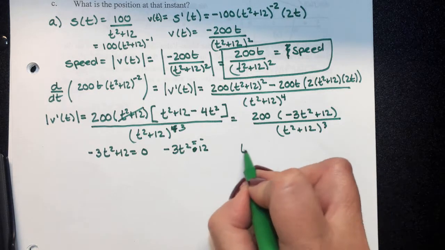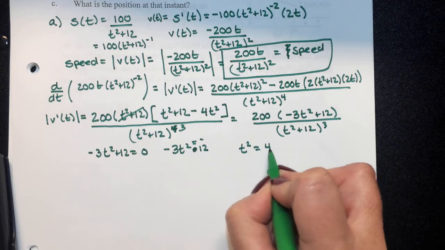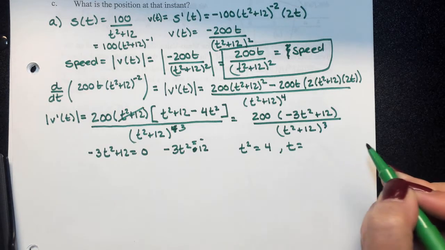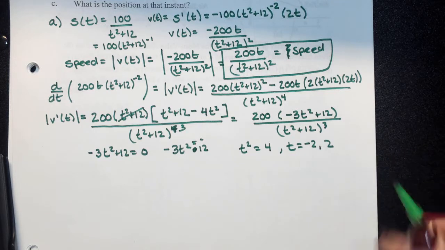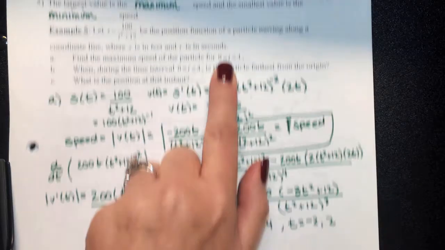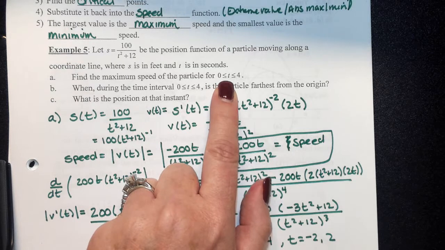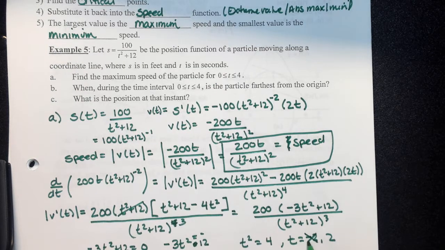And then divide by a negative 3, so t squared is going to be equal to 4. So what's t going to be equal to? Plus or minus 2. But remember, what's my interval I'm looking at? I'm only looking from what? 0 to 4. So I can eliminate negative 2.